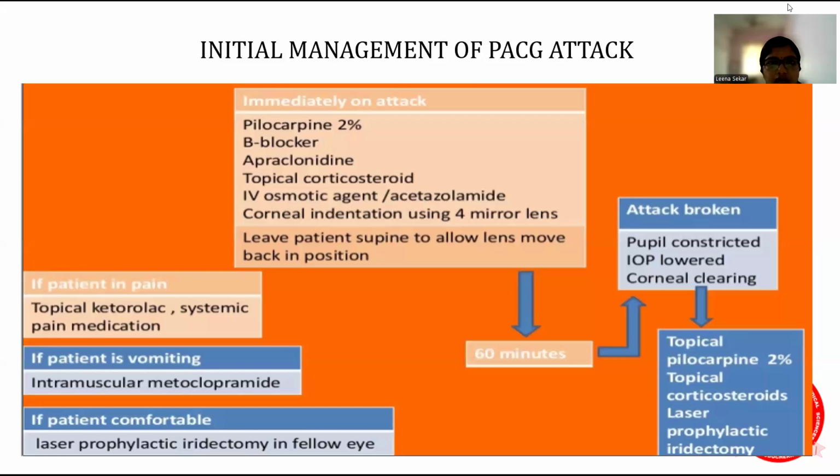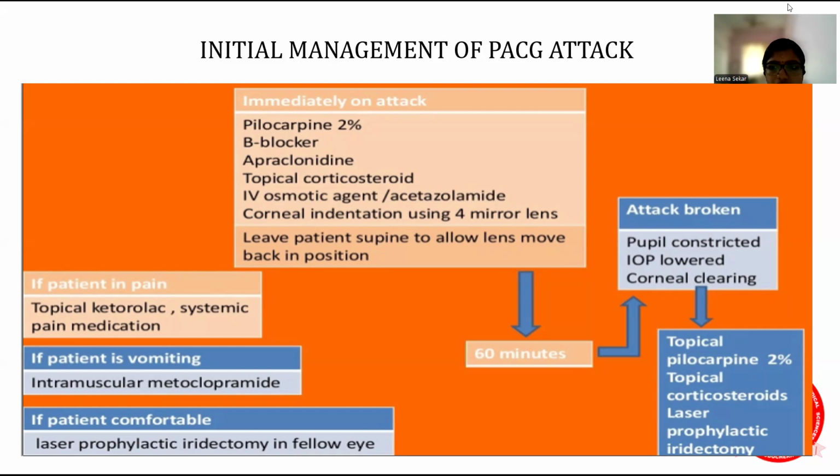How a PACG attack can be managed: immediately after the attack, we have to check the IOP. If the IOP is below 30 mm mercury, we can give pilocarpine drops. If it is more than 30 mm mercury, pilocarpine won't act. So in that case, we have to start IV mannitol, and we have to perform corneal indentation using a Zeiss 4-mirror lens.